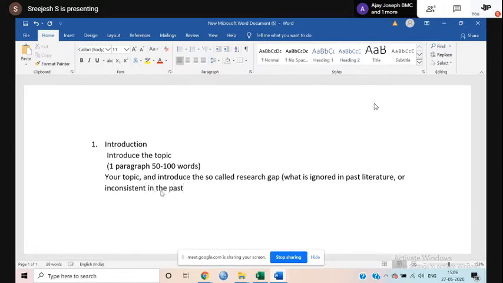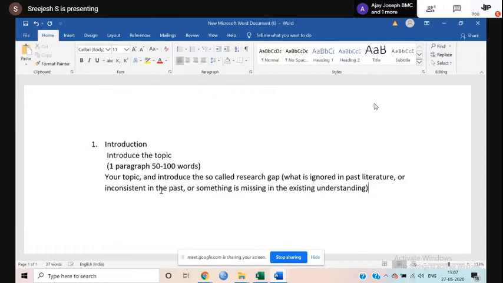Past. So it means that you need to say that something is ignored or something is missing. So it means that your topic, you need to come down to your topic and you need to introduce your research gap. And research gap generally we introduce in the sense of what is actually not done so far, and that can be your research gap. And if it is already done, what is the problem?